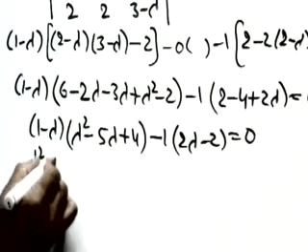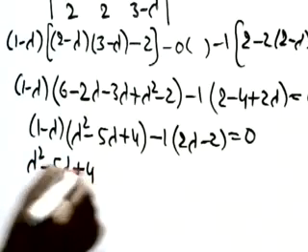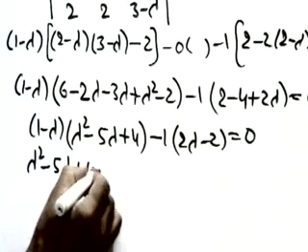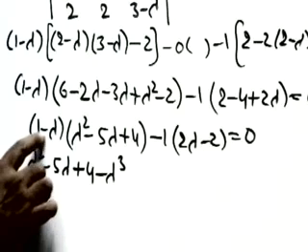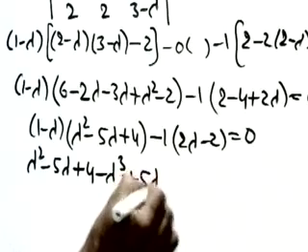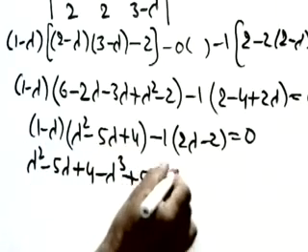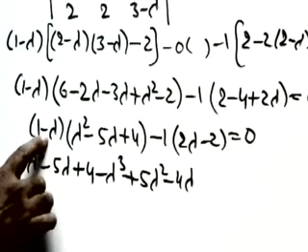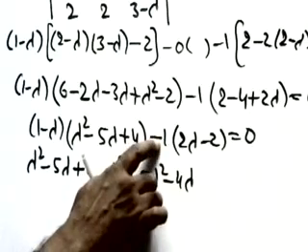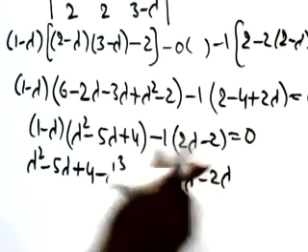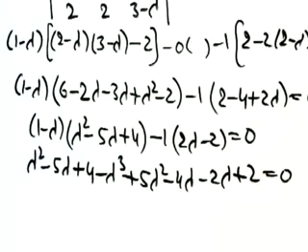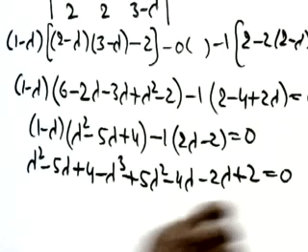Now multiply this, 1 into lambda square is lambda square minus 5 into lambda, 5 lambda plus 4 ones are 4. 1 into lambda square is lambda square minus 5 lambda plus 4, minus into plus, minus lambda cube, minus into minus, plus 5 into lambda square, minus into plus, minus 4 lambda, minus into plus, minus 2 lambda, minus into minus, plus 2 equals to 0.